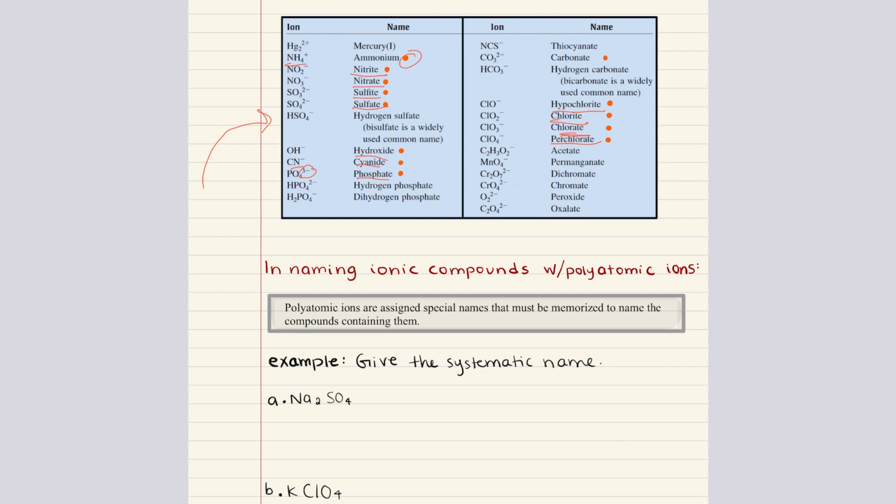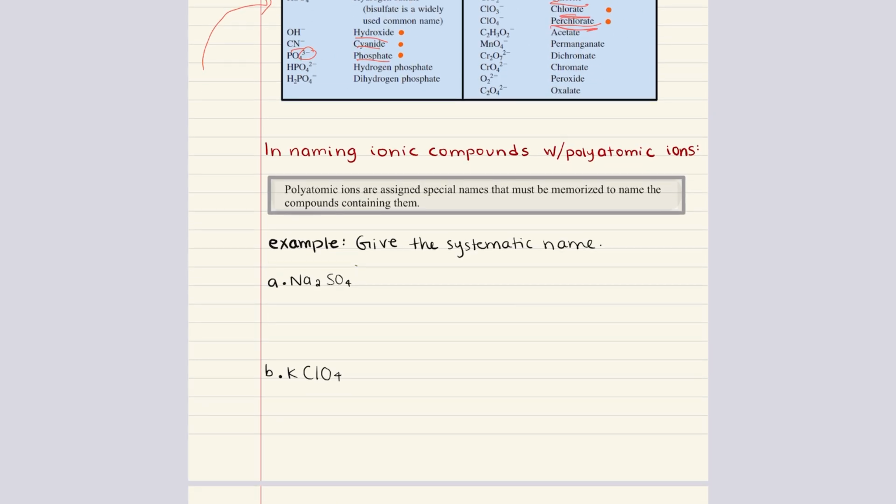So let's apply this to some examples. Let's name this ionic compound first. In this ionic compound, sodium is the cation, so this is going to be the first part of the name, sodium. The second part of the name is in reference to the anion. The anion here is SO4. This is the sulfate ion. Since sulfate is a polyatomic ion, we keep its name unchanged. So the correct name is sodium sulfate.